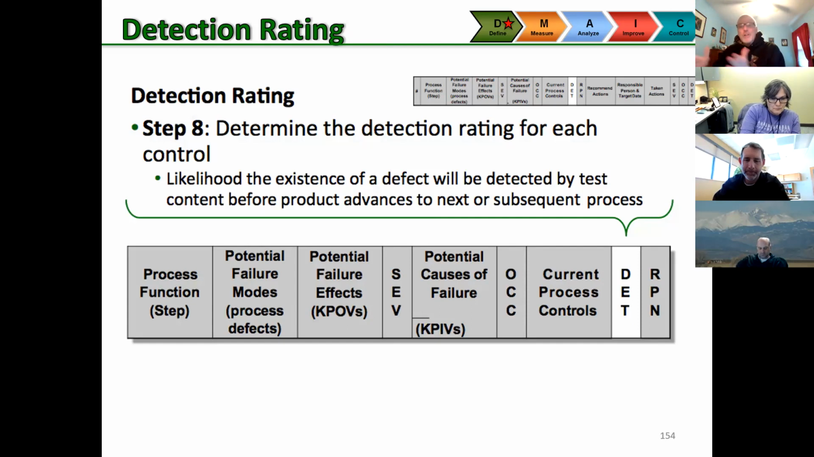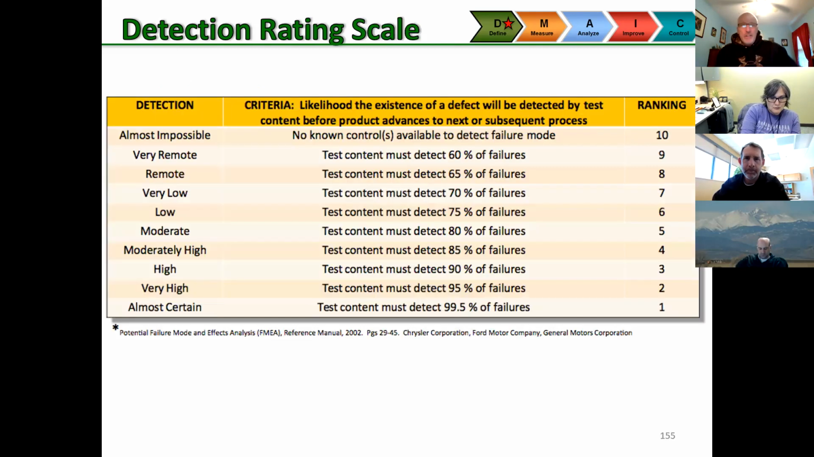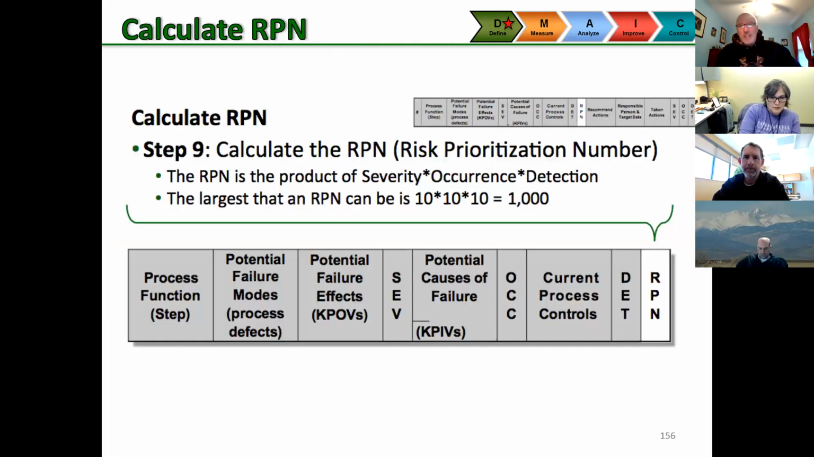So all those are the 3 main things that we're going to add together to come up with a rating for risk. And here's a detection rating. It's almost impossible to catch, all the way to we catch 99.5% of them. Right. And then you calculate the risk prioritization number. So all we do is go 10 times 10 times 10. Right. So there's not a lot of science involved. You have to pull out the calculator. And now you have an RPN for every single one of those risks.